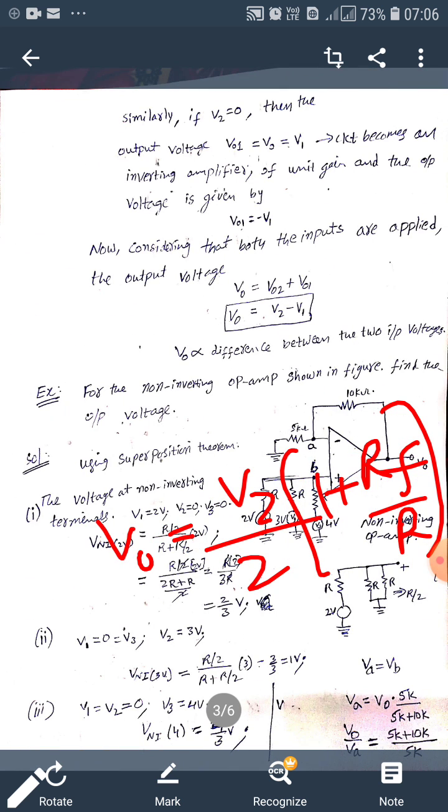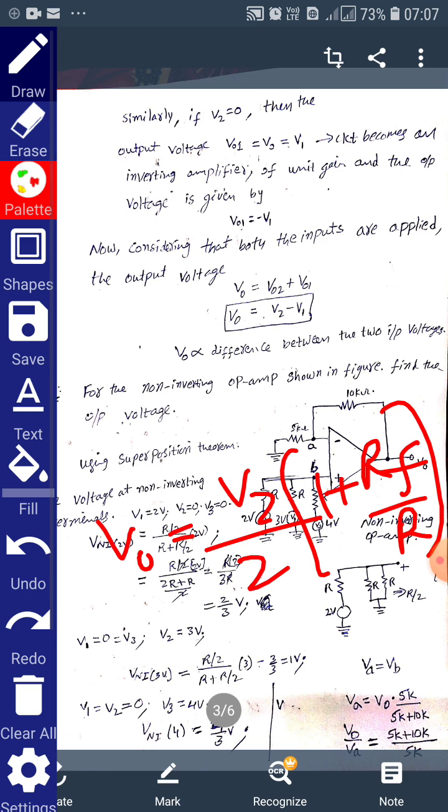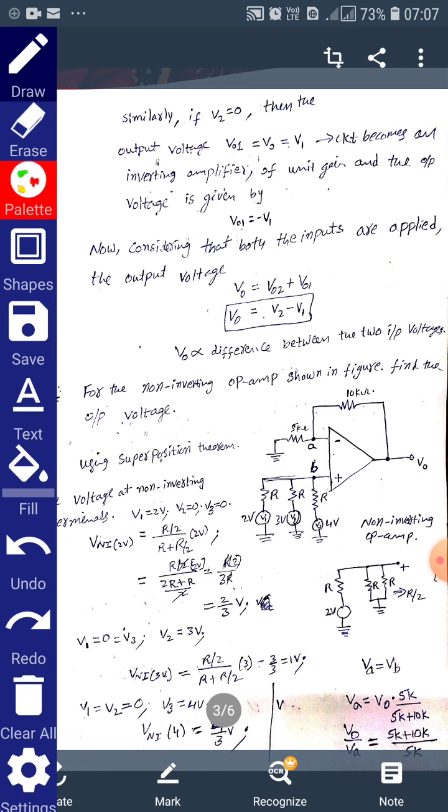Similarly, if V2 is equal to 0, then the output voltage V0 will be V1. Now the circuit becomes an inverting amplifier with unity gain, and the output voltage is given by V0 equal to minus V1. So we get these inverting and non-inverting voltages. And overall, if we consider two voltages V1 and V2, the difference voltage V2 minus V1 will be V0. So V0 is proportional to the difference between the two input voltages. So that is how we can have the adder circuit and subtractor circuit using an operational amplifier.